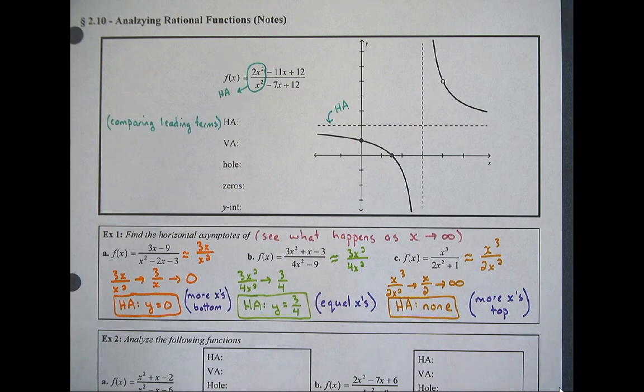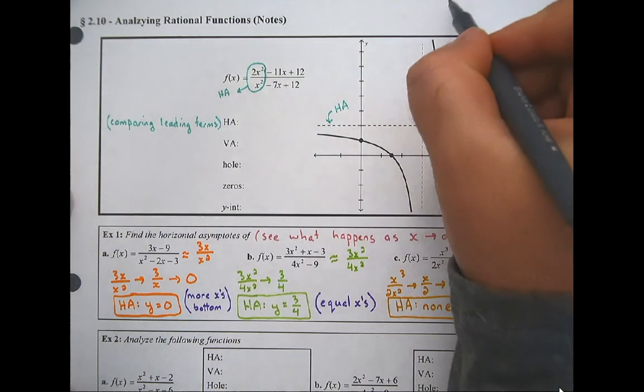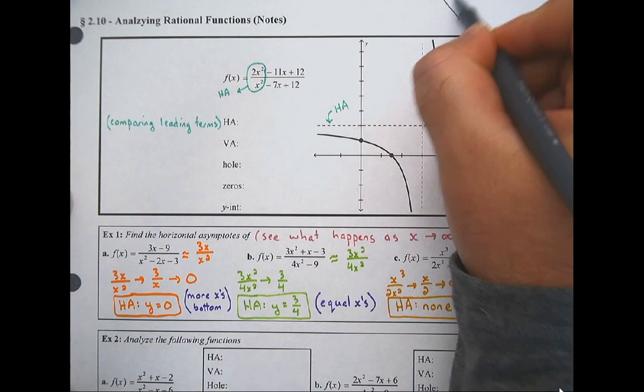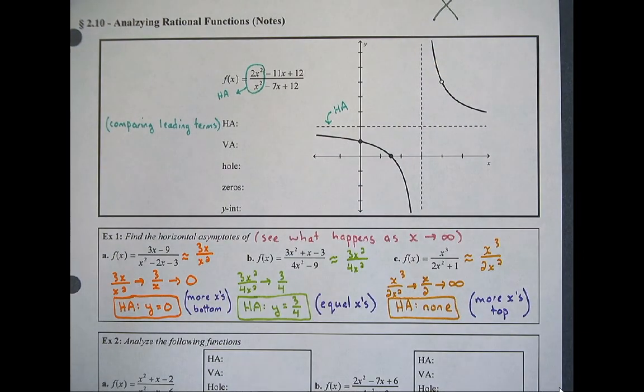All right, so the vertical asymptotes. Well, the vertical asymptote is tough to see just by looking at the equation. But what you can do is take that equation and break it down. So what I'm going to do is factor the numerator and factor the denominator. So let's see.